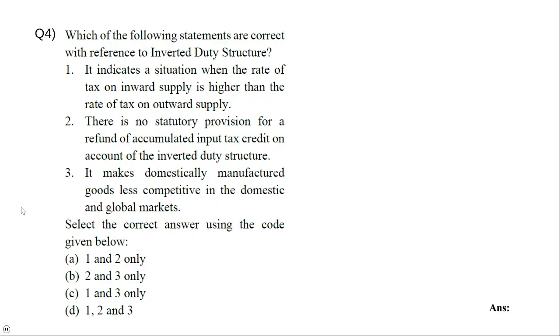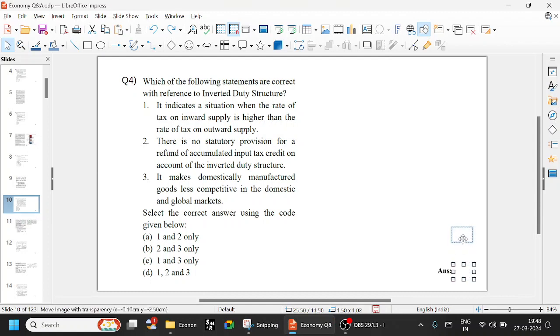So let us go to the fourth question. Which of the following statements are correct with reference to inverted duty structure? It indicates a situation when the rate of tax on inward supply is higher than the rate of tax on outward supply. There is no statutory provision for a refund of accumulated input tax credit on account of the inverted duty structure, and it makes domestically manufactured goods less competitive in the domestic and global markets. So the answer is C, that is, 1 and 3 are correct.